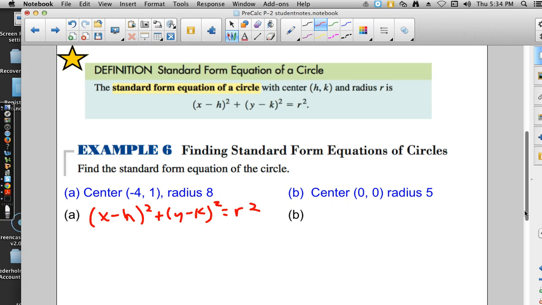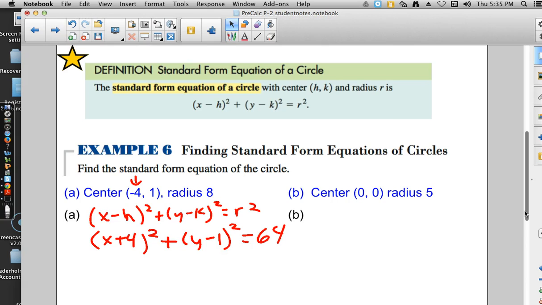And I'm going to substitute in h and k and r. But if I put this in for h, it's going to be x minus a negative h, and that just looks gross. We're going to simplify that and make that x plus 4 squared. And then we'll have a little y minus 1 squared right there, and 8 squared is 64. And it's done. That's a circle.